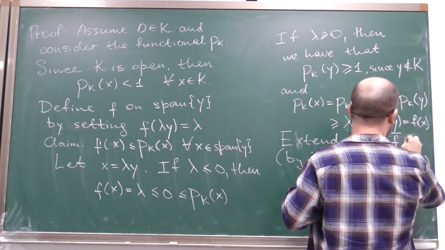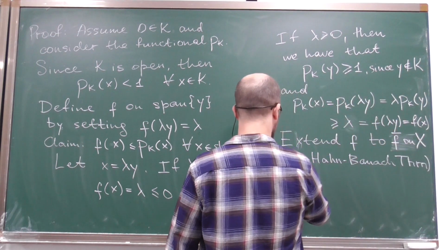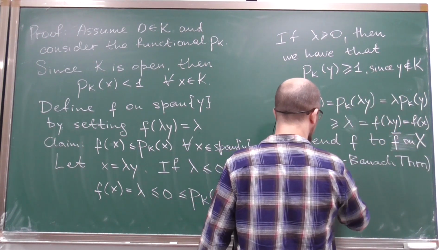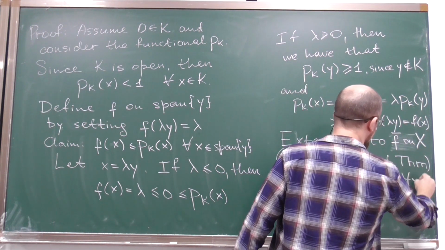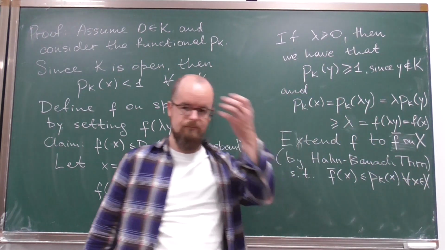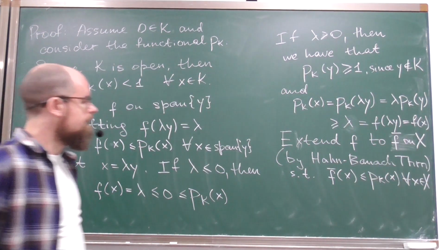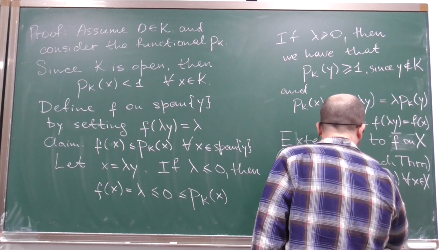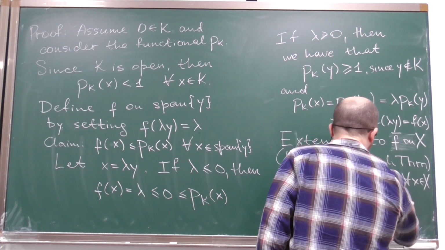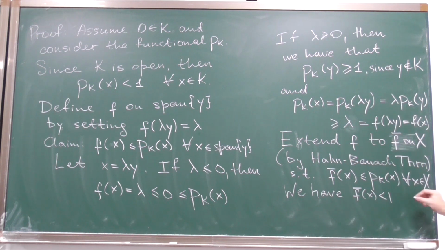Let me go with f bar on X, such that f bar of x is less than or equal to p sub k of x for any x from X. In particular, we have that f bar of x is strictly less than 1 for any x from K, since any point of K is an interior point, K is open by the previous result.